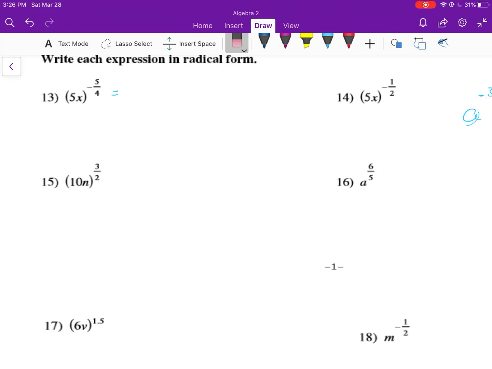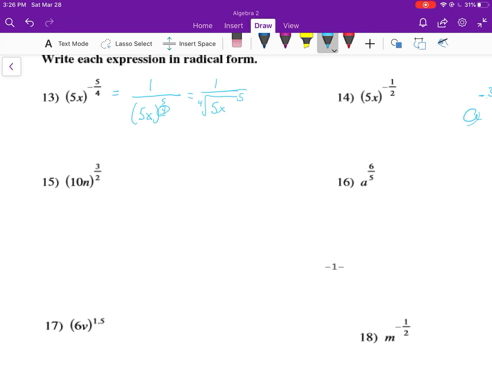Since we have a negative, we're going to right off the bat put 1 over 5x to the positive 5/4. If there's a negative exponent, you automatically put it in the denominator. And now we can simplify this denominator. This is a 5x, which is going to be inside the radical. And remember, the 4 goes on the outside, it's our index, and the 5 goes here.